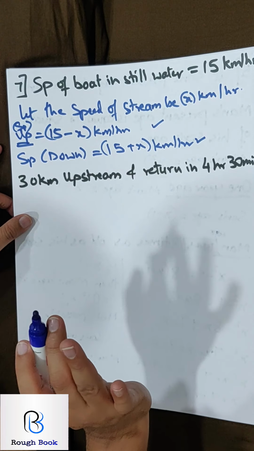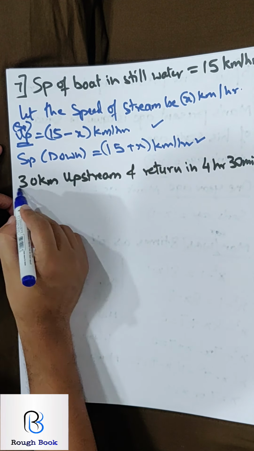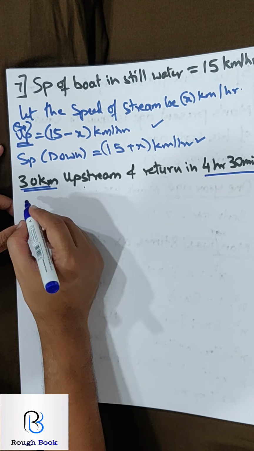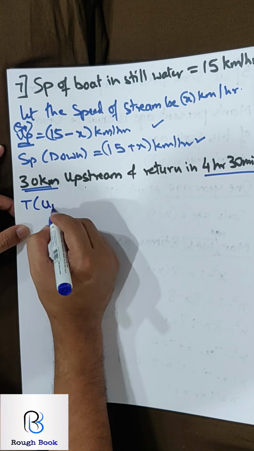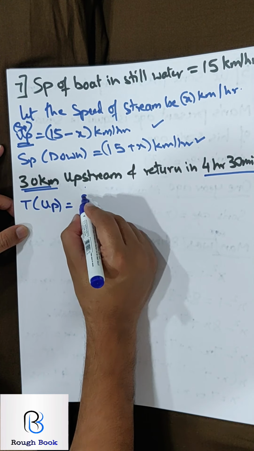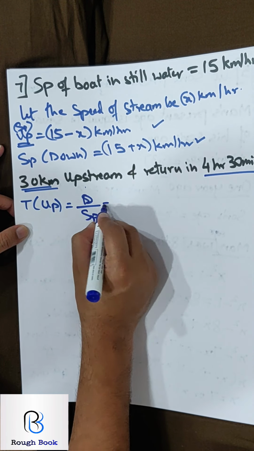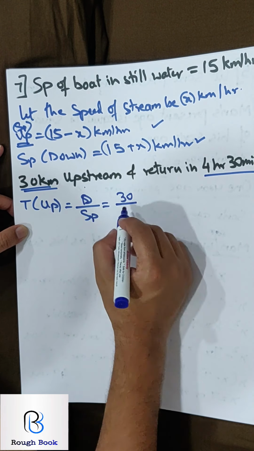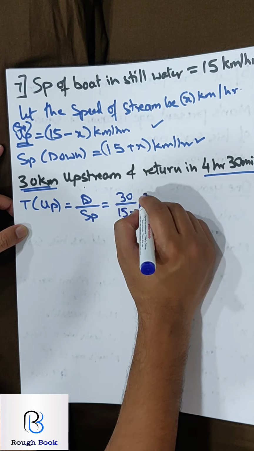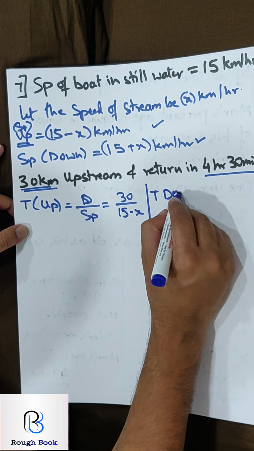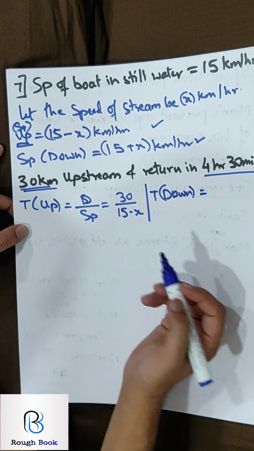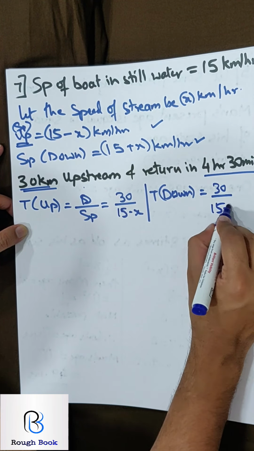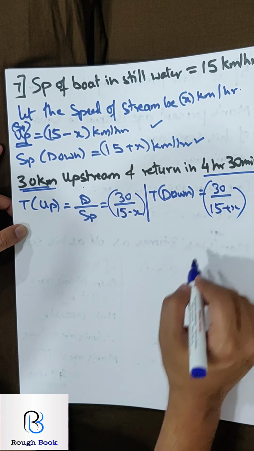So you add. Okay. Now they say 30 kilometers to go up and down. It takes 4 hours and 30 minutes. So time for going up is equal to, what will be the time formula? Distance upon speed. So what is the distance? 30 kilometers. Speed for going up 15 minus x. Likewise time for coming down. Again distance upon speed. So the distance is 30 and the speed is 15 plus x. So these both are hours.